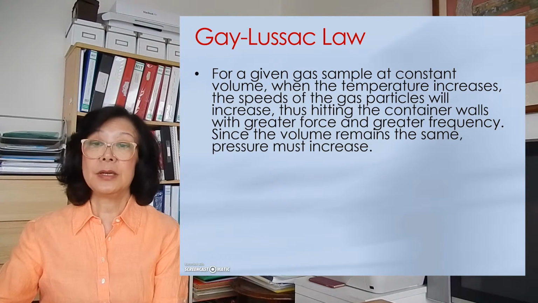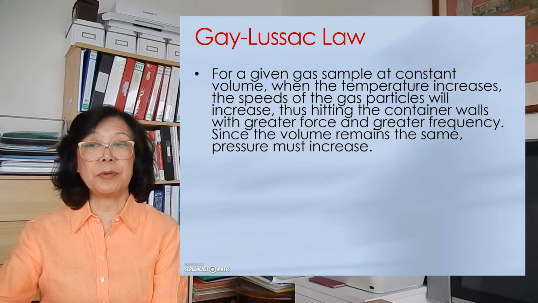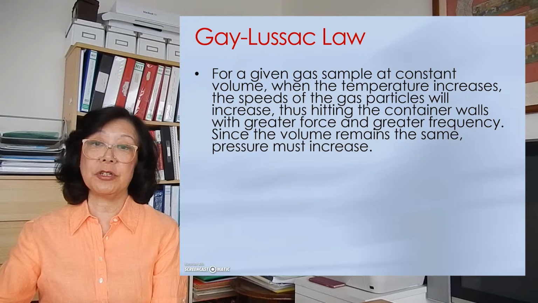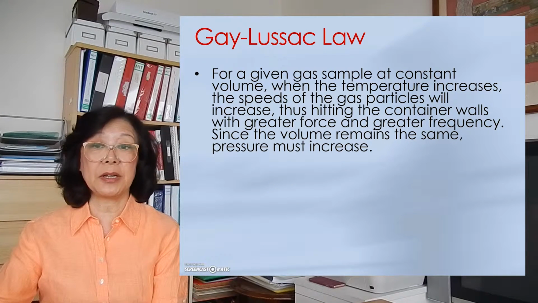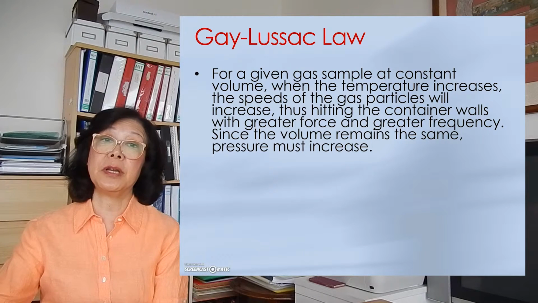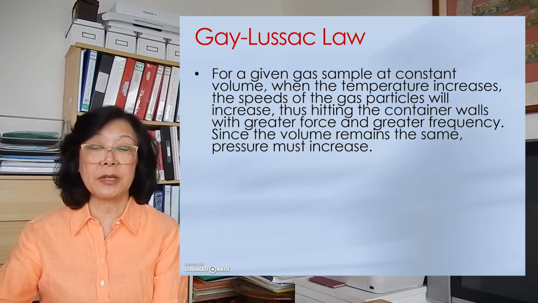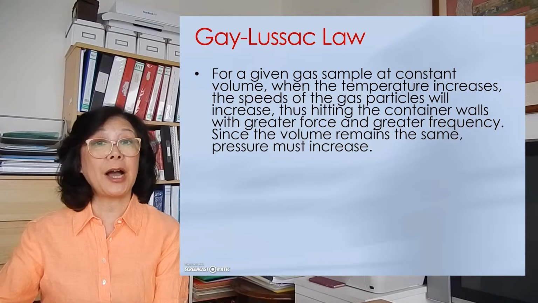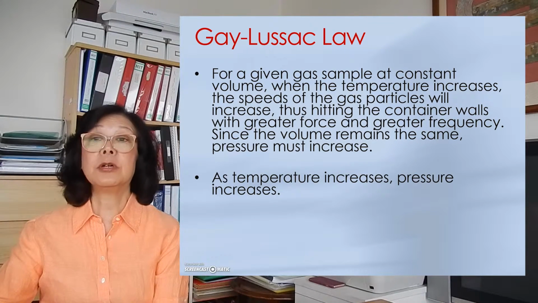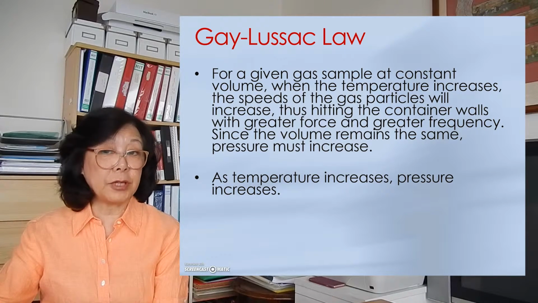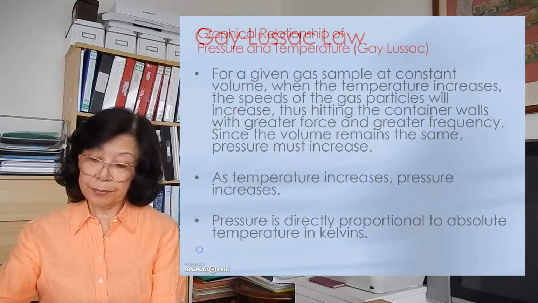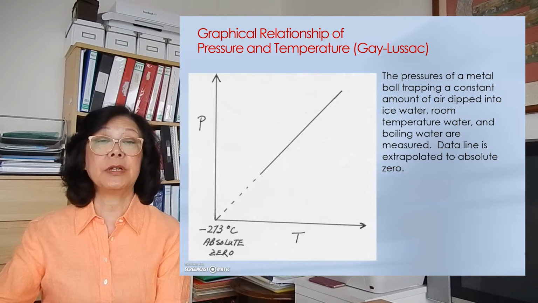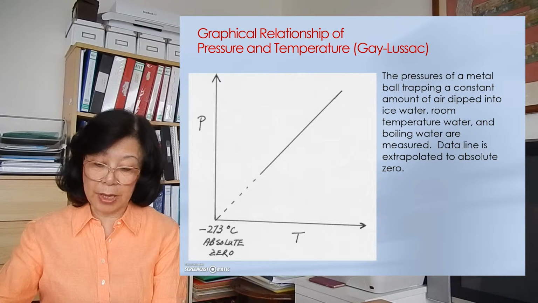Gay-Lussac's law. If I have a certain sample of gas at constant volume, and I increase the temperature, that means the velocity of the gas particles will increase. They will hit the container walls more often with greater force and greater frequency. Because volume has to be kept the same, pressure will have to increase. So pressure is directly proportional to temperature in Kelvin. And if we plot the graph of P versus T, we get a straight line extrapolated to absolute zero.